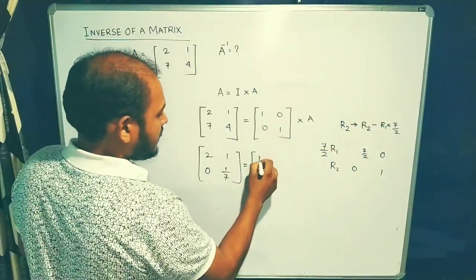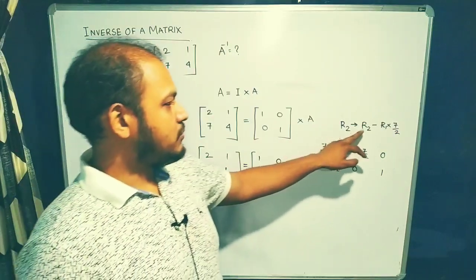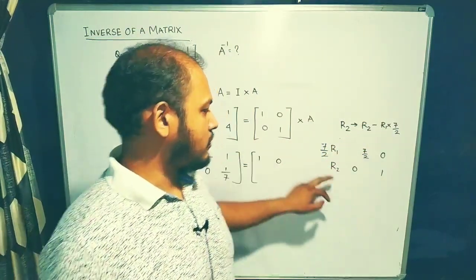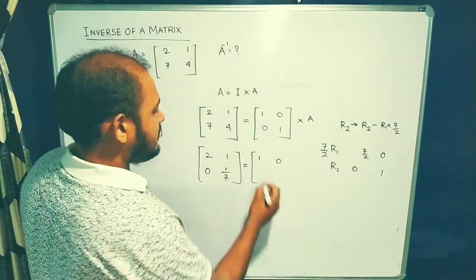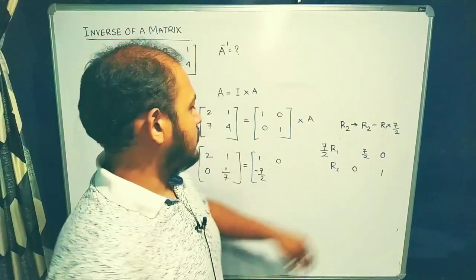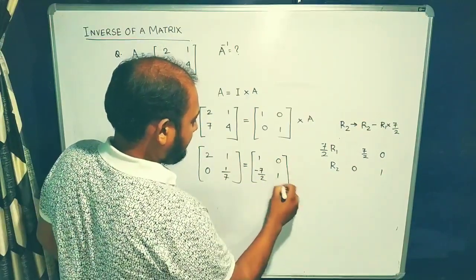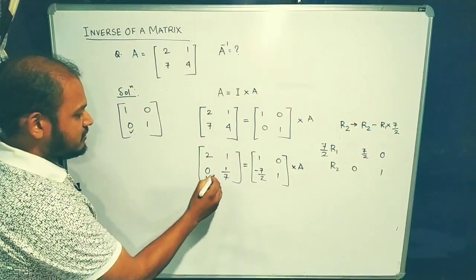Okay, now the first row remains the same because we are changing only the second row. So first row we should write as it is, and look at the second row. Second row now becomes R2 minus R1 into 7 by 2. So R2 minus 7 by 2 R1. So 0 minus 7 by 2 is minus 7 by 2, and 1 minus 0 is equal to 1. Okay, so now we have successfully attained a 0 at this position.